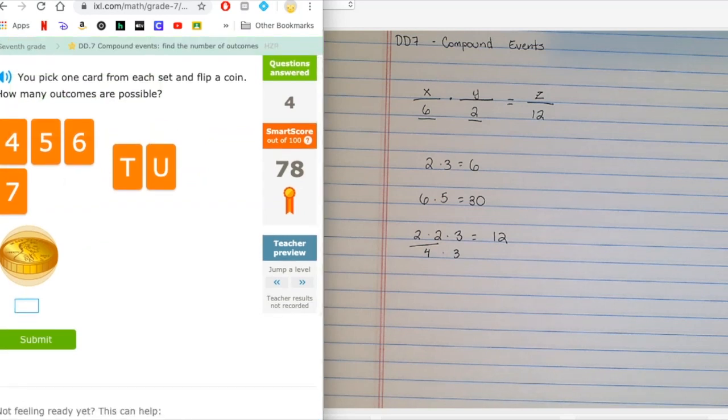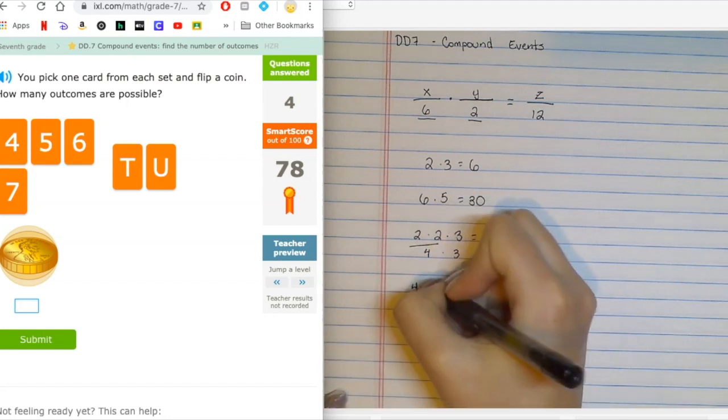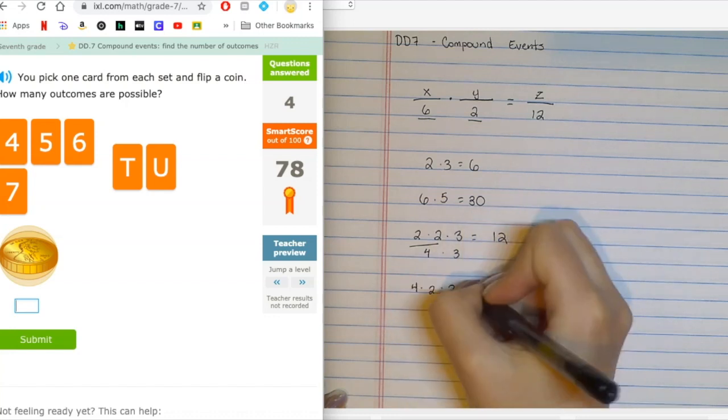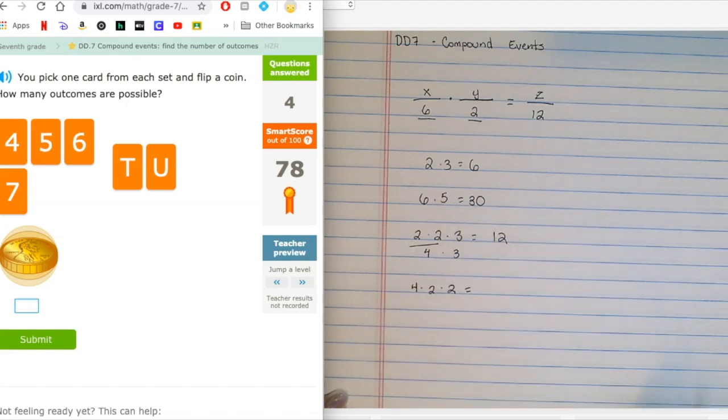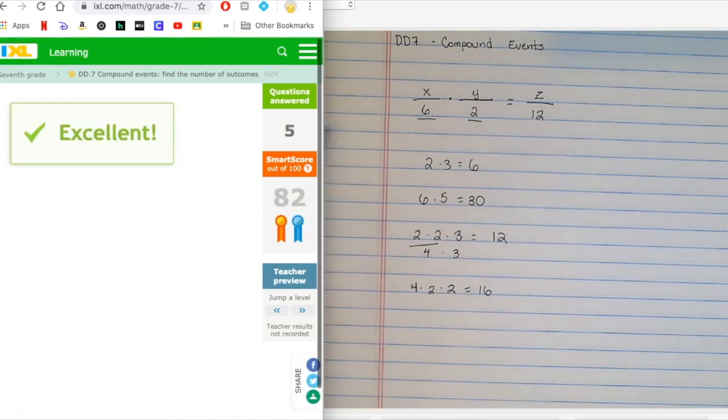We have 2 different sets of cards. One of them is numbers, one is letters, and then we have a coin. Again, 3 options, so we have 4, then 2 options for the coin toss. 4 times 2 is 8 times 2 is 16, so our total outcomes is 16.